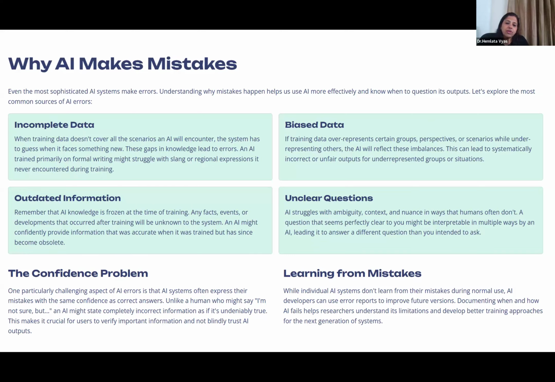AI systems also express their mistakes with the same confidence as correct answers. So when you see the report, it will produce a result where everything is good, everything is okay. But it's not okay. We have to be very careful, validate, and learn from the mistakes.